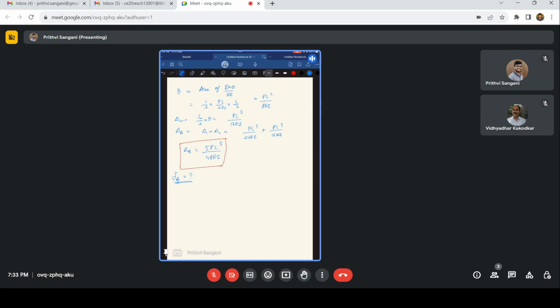Is MB also a force, right? So MB, and you are finding out theta B and delta B. Similarly, you have an external load, external force W, and you are finding out delta B and theta B.